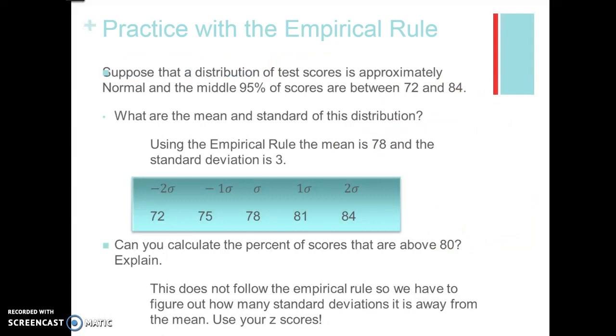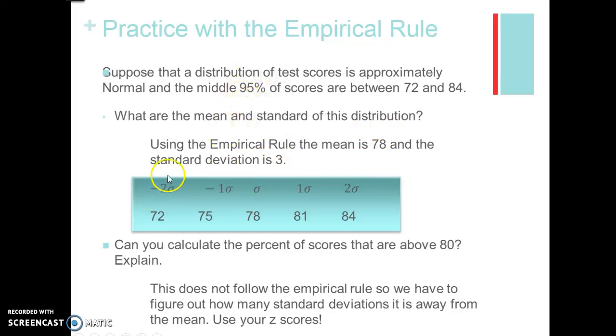All right, so let's just get a little bit more practice with the empirical rule. Suppose that a distribution of test scores is approximately normal and the middle 95% of the data is between 72 and 84. What are the mean and the standard deviation? Using the empirical rule, we can find that the mean is 78 and the standard deviation is 3. Well, how did I know that?